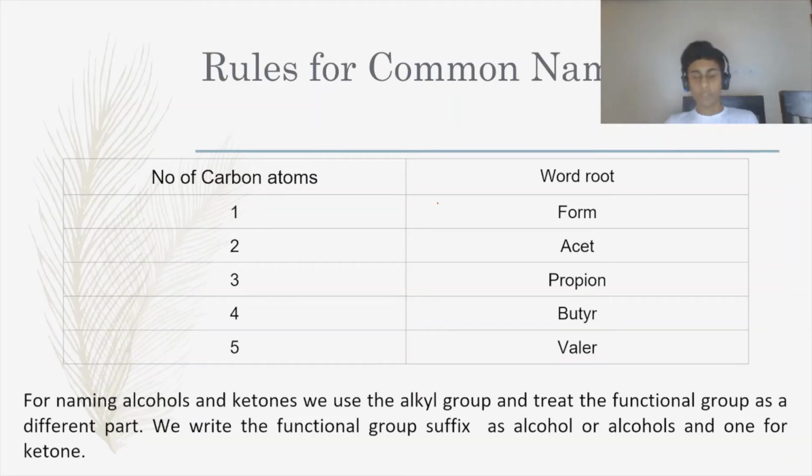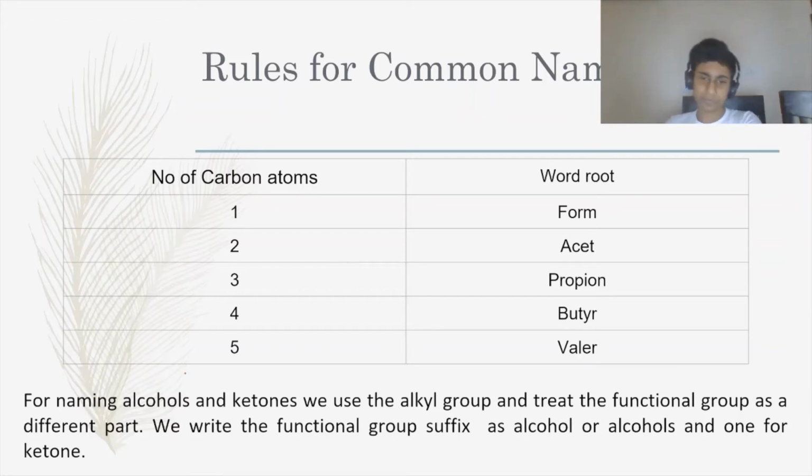Now, we looked at a part of IUPAC nomenclature. Now, let's just see how we give the common names. In the same fashion as IUPAC nomenclature has the word root, even common names generally have a word root, and it is that for one carbon atom we use form, for two we use acet, three propion, four butyr, and five valer.